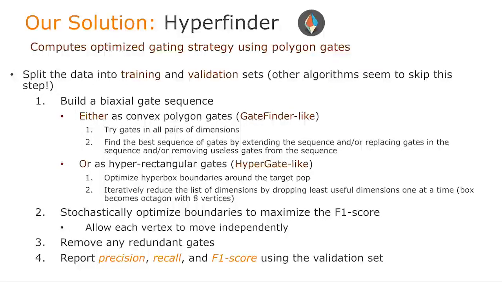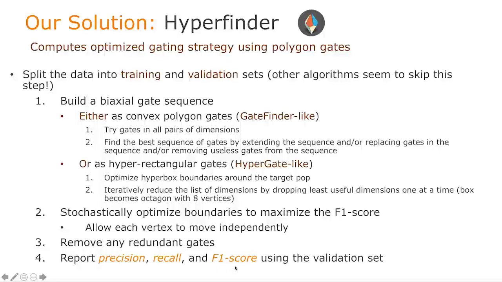And Hyperfinder is a merging of math between two different methodologies that were published about 2 years ago, GateFinder and Hypergate. There were two publications here, and we took both of those and created one Hyperfinder that you can choose to be more GateFinder-like or Hypergate-like. And what it does is it builds a biaxial gating sequence and then optimizes the boundaries to maximize the F1 score.